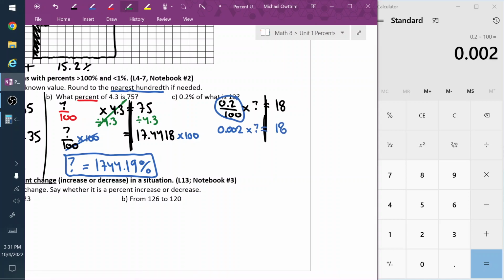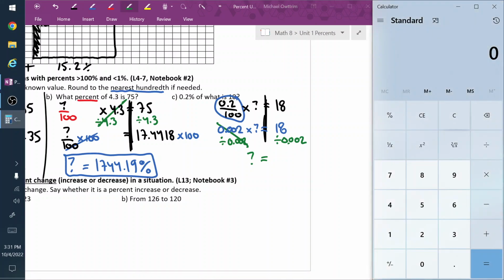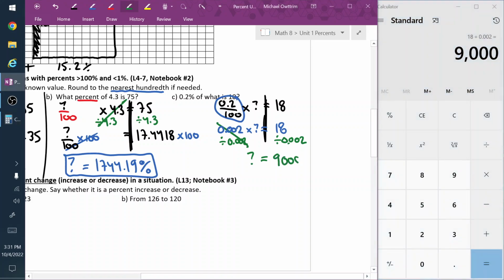And now I have to ask myself, what's the opposite of multiplying by 0.002? And the opposite there, of course, is dividing by 0.002. I'm going to do that to both sides of my equal sign. All I'm left with on the left side is my question mark, and on the right side, I'm going to do 18 divided by 0.002, and I get 9,000 as my answer.